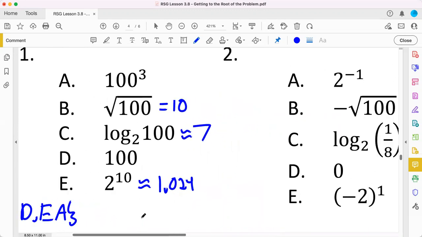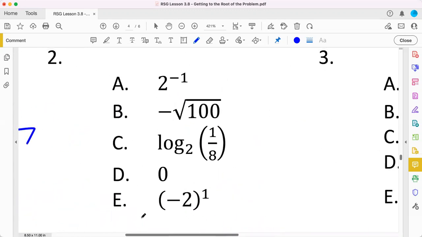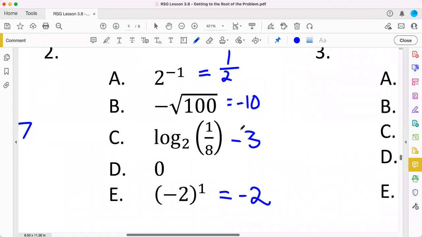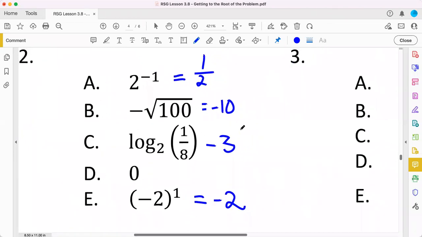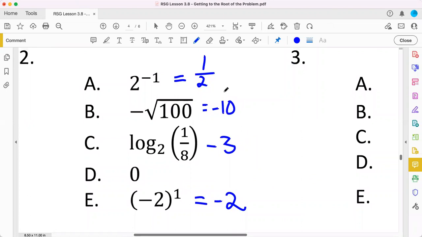Capiche? I'll give you a moment to try 2. Take a moment, evaluate these if you can. If you were wearing your thinking cap, probably evaluated these and got 1/2, -10, -3, 0 stays at 0, and -2. Capiche? So lowest one is going to be B.